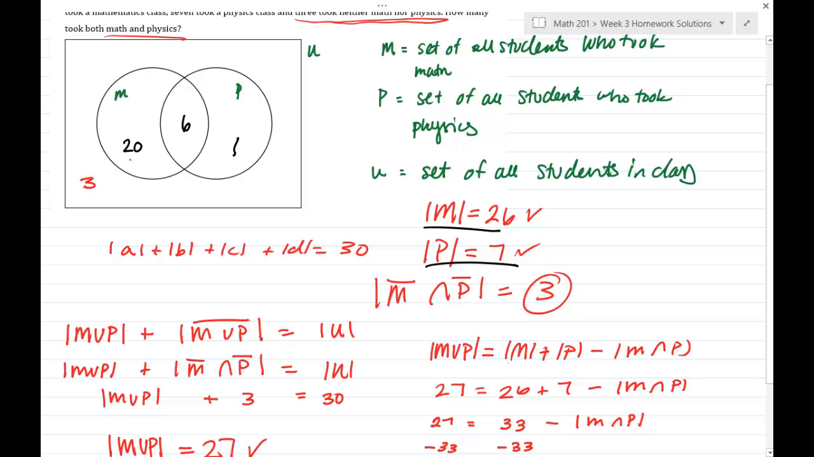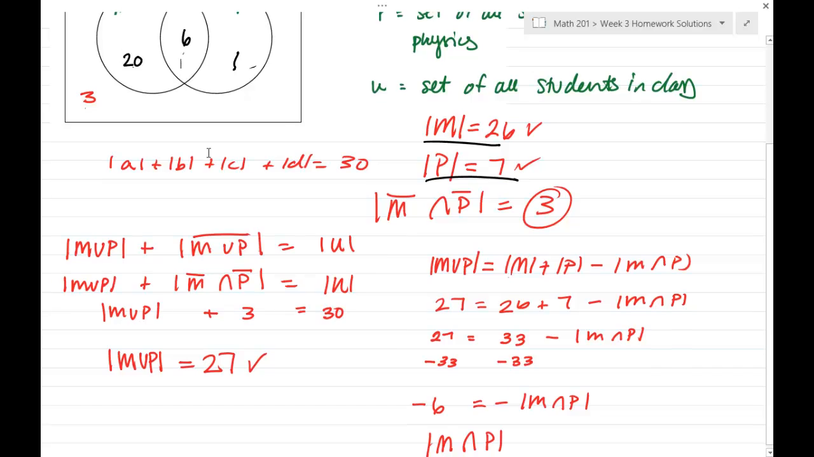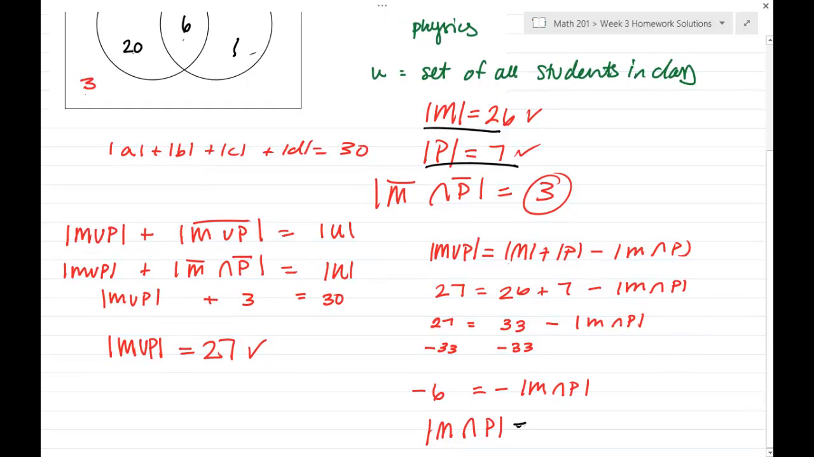So if I add these up, I should get 30. So 20 plus 3 is 23, plus 6 is 29, plus 1 is 30. So all checks out, and we're good. So the answer to this question, the cardinality of M intersect P, is 6. So I'd say 6 students took math and physics.